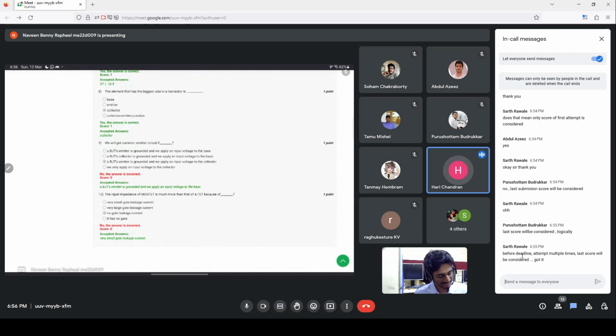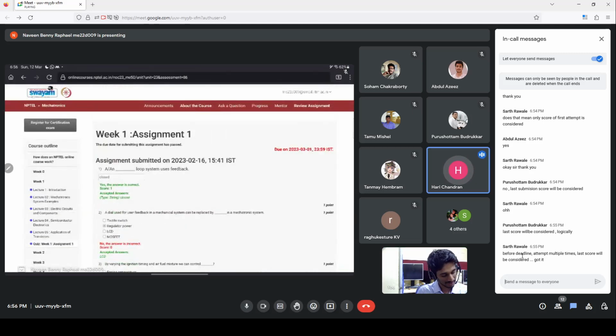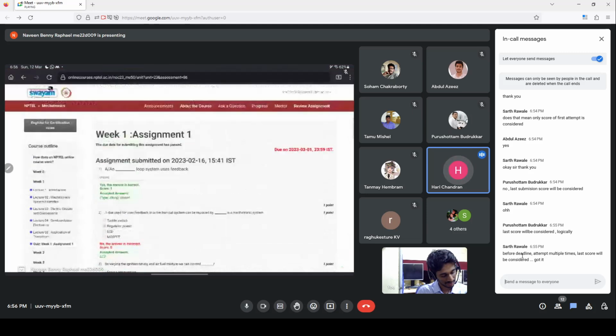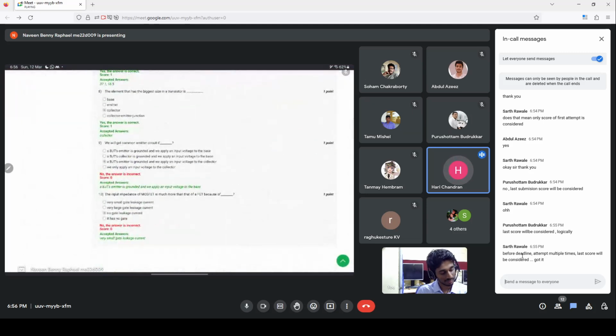Even then, the system doesn't know how many times you submitted, because the system will consider the answer you submitted at the end of the minute. That makes sense. Yes, it makes sense to only consider the final score and not the highest. Perfect, that is right.